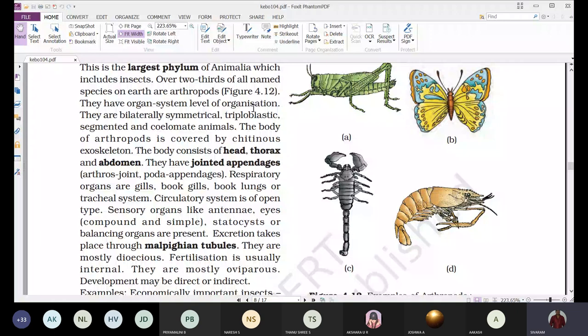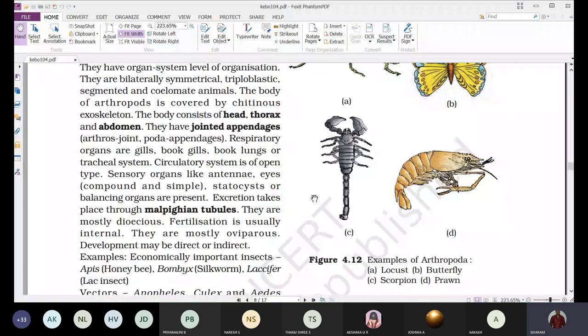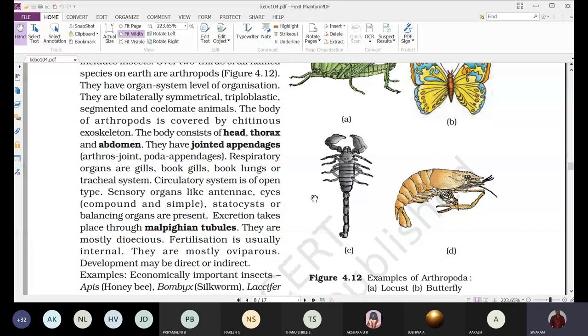And these are segmented. That means the body is divided into many segments. Even if you take the grasshopper, the butterfly, the scorpion, or the prawn, we can see the body is divided into small structures called segments. So the body is segmented. And they are coelomate animals. That means they possess a true coelom, the schizocoelom, like that of annelids. The body cavity is a schizocoelom.